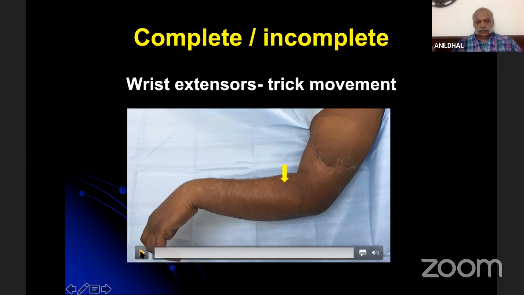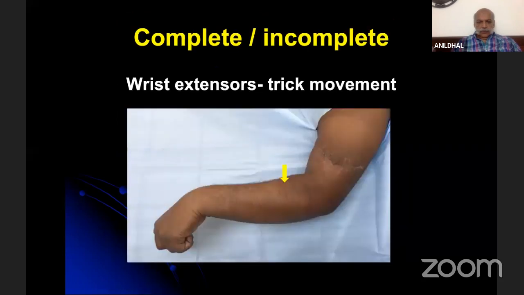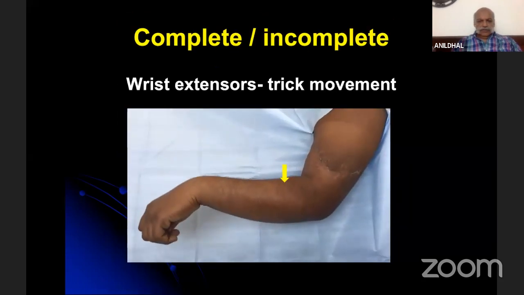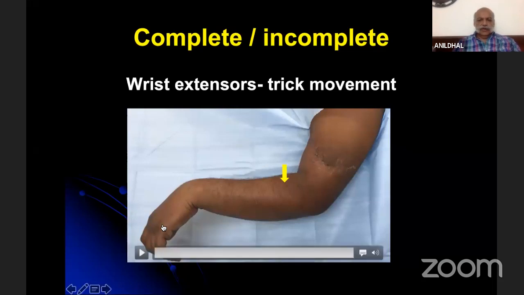Please watch this happening. There is an initial jerk at the wrist in the direction of dorsiflexion. Please do not get carried away by this as a sign of activity in the wrist extensors. This is a trick movement, which is triggered by the tenodesis effect of the flexor group of muscles, and they create a passive sort of extension of the wrist. This should be detected as a trick movement.